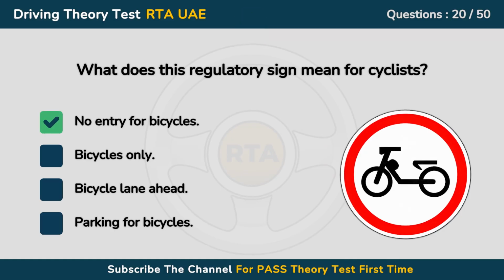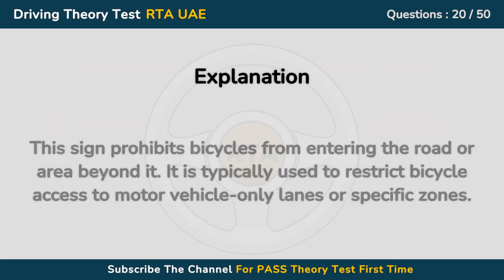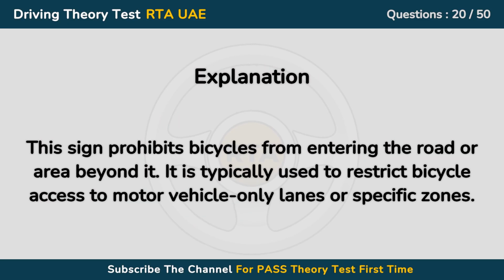Answer is A. No entry for bicycles. This sign prohibits bicycles from entering the road or area beyond it. It is typically used to restrict bicycle access to motor lanes or specific zones.